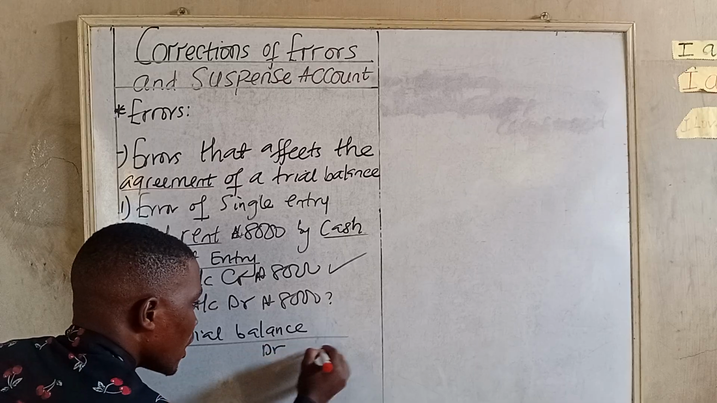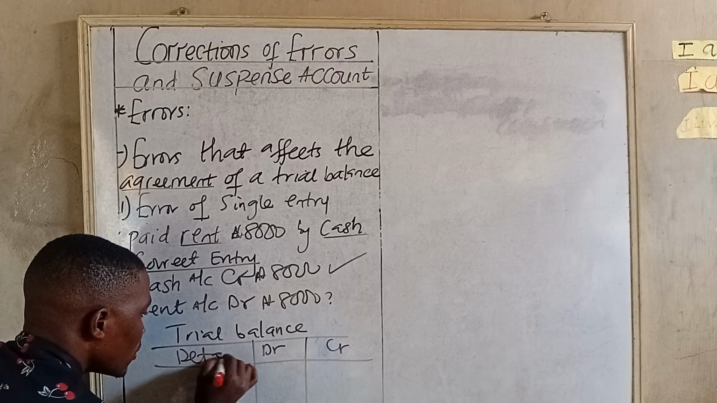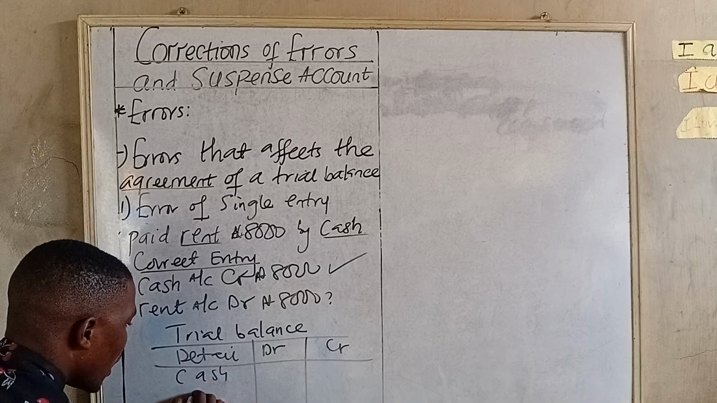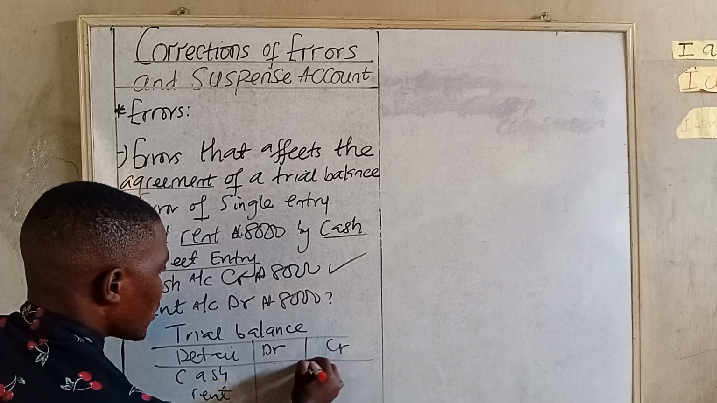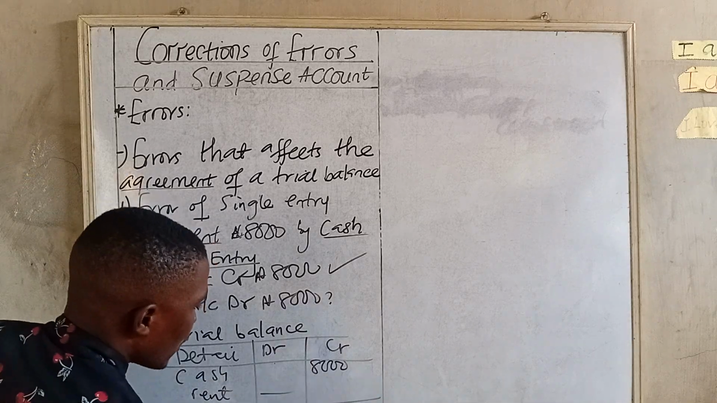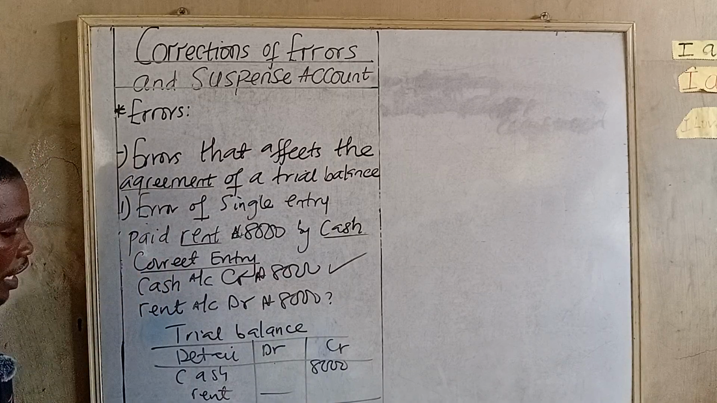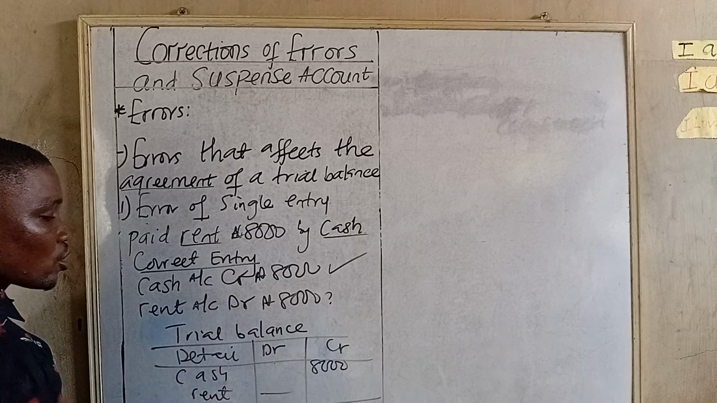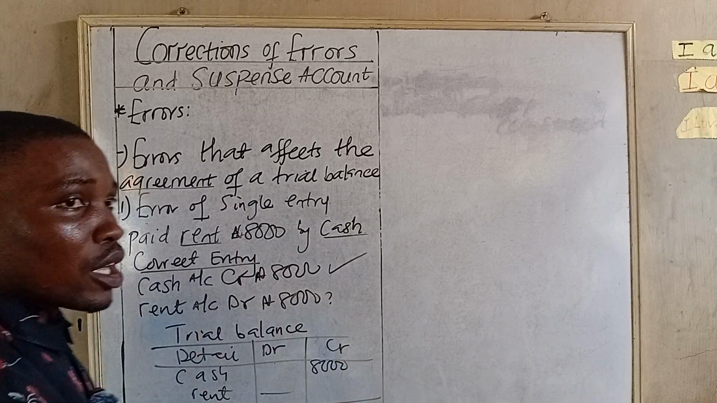So we have the debit side, we have the credit side, we have the details here. Now we are supposed to write cash here and rent is supposed to follow. So cash is supposed to be 8,000, that's credit. But you forgot to record this one. If you now balance your account, here we have 8,000, then here we have no amount. So you see that here has been understated by 8,000. So this error will affect the agreement of the trial balance. So how do you correct this error if such an error occurs?